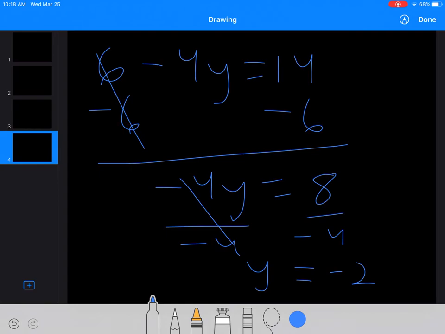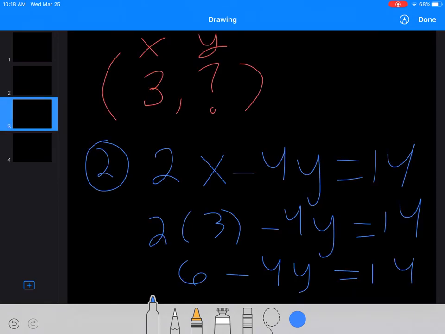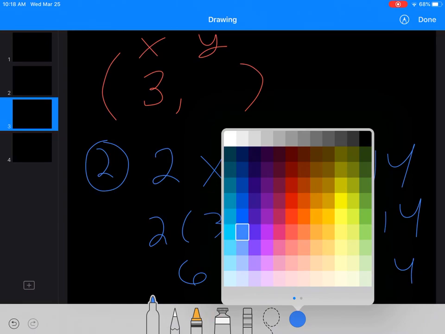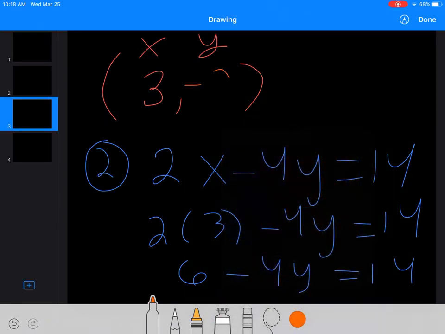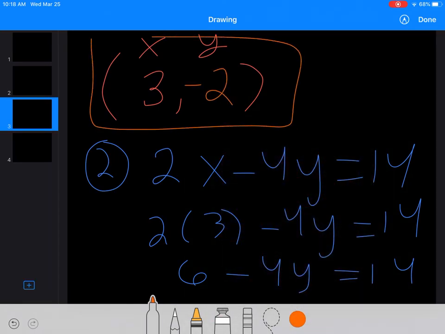So we just found our y component of the answer. We can erase that question mark now and put negative 2. All right, so that is the answer.